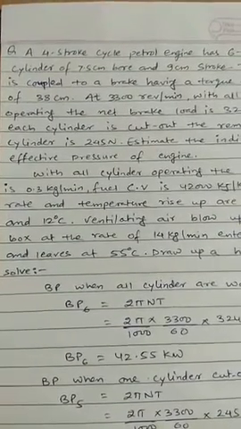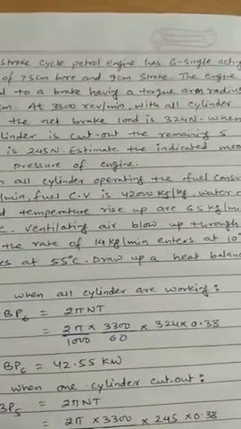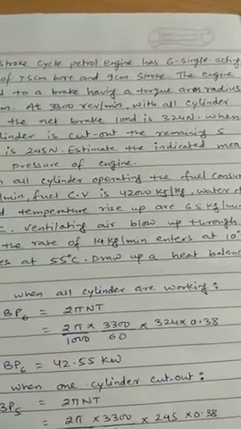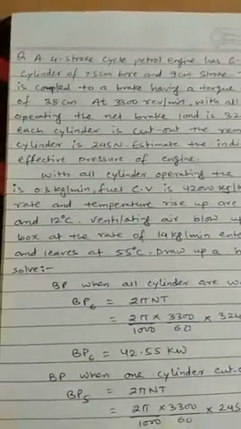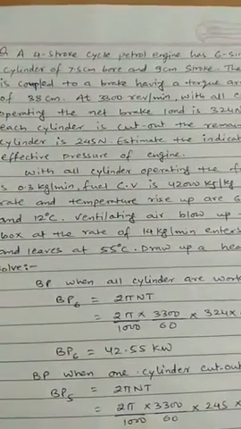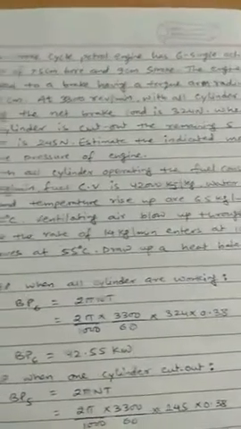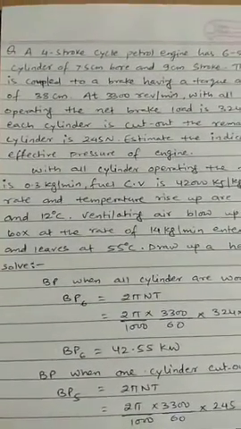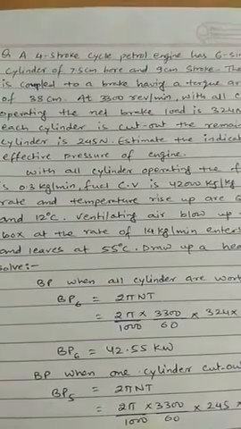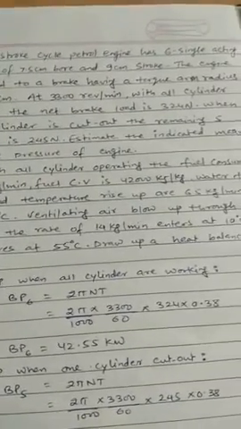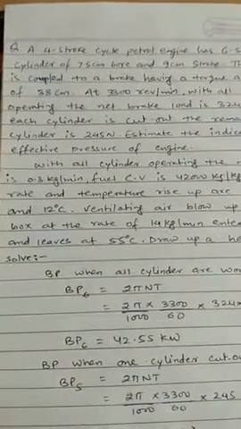The net brake load is 324 Newton. When each cylinder is cut off, the load with the remaining 5 cylinders is 245 Newton. Estimate the indicated mean effective pressure of the cylinder.